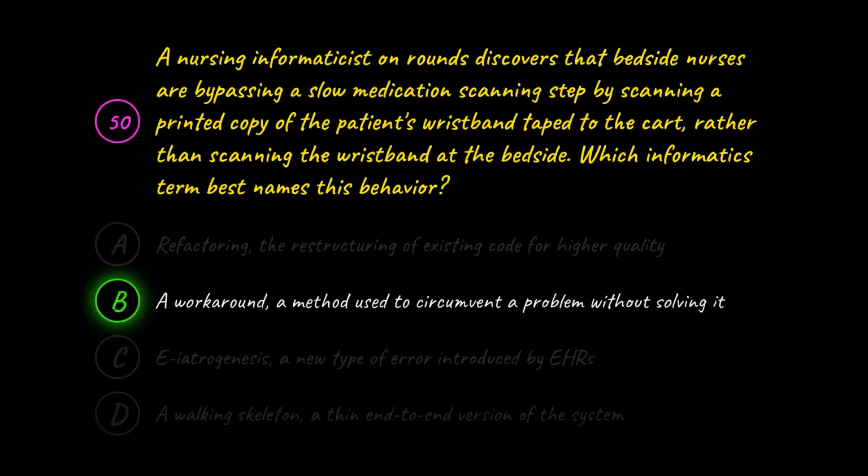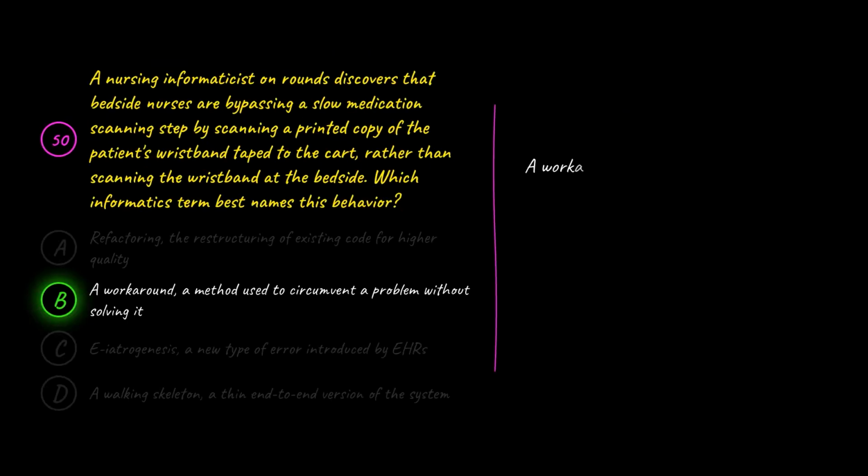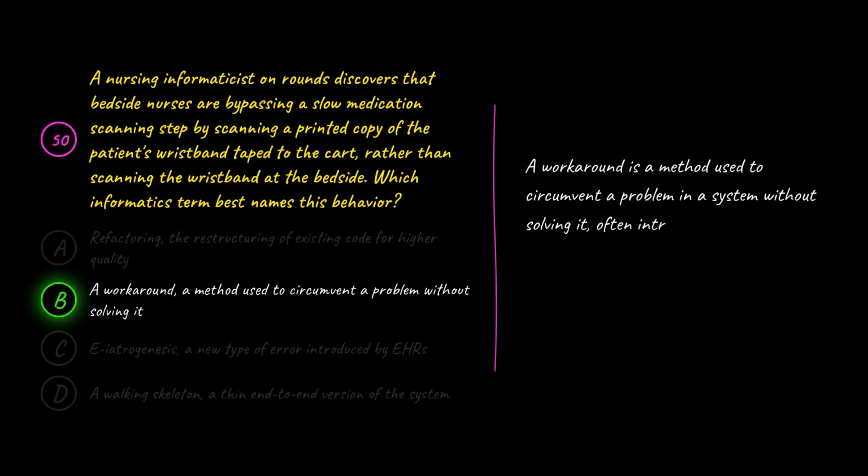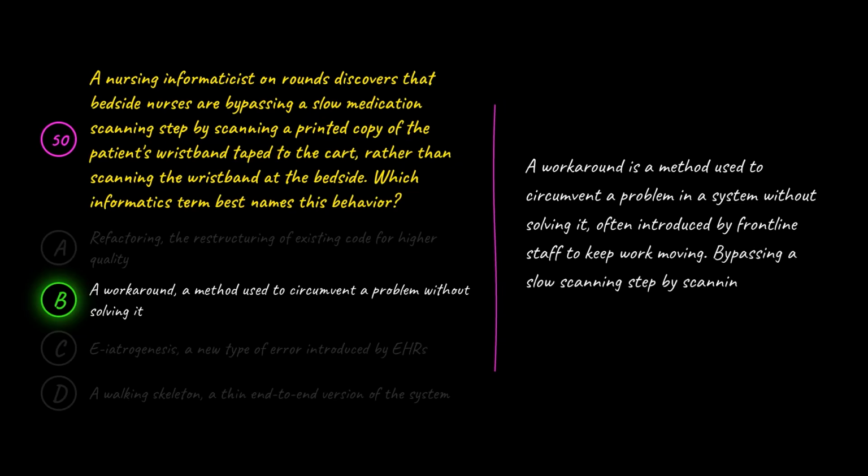The correct answer is B. A workaround, a method used to circumvent a problem without solving it. B is correct because a workaround is a method used to circumvent a problem in a system without solving it, often introduced by frontline staff to keep work moving. Bypassing a slow scanning step by scanning a copy of a wristband at the cart is a textbook clinical workaround.